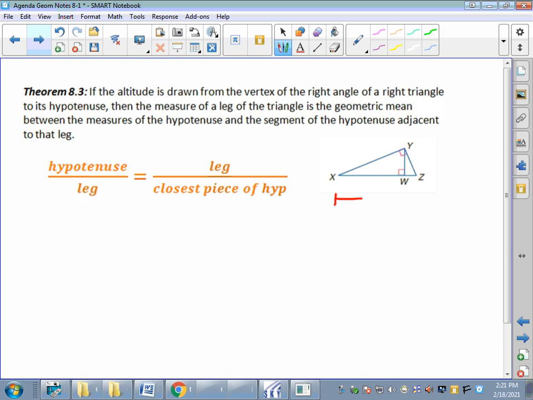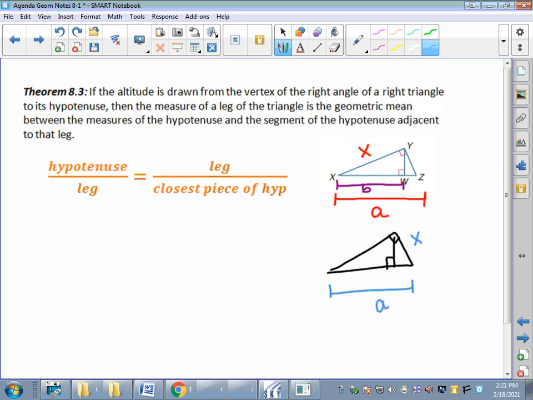So basically, this would be A, this would be X, and this part right here would be B. Or I could flip it around as well. If I did that the other way, let me take the same triangle. I could do hypotenuse A over X equals X over the closest part of the hypotenuse, so this little guy.